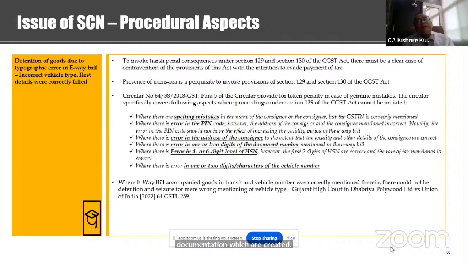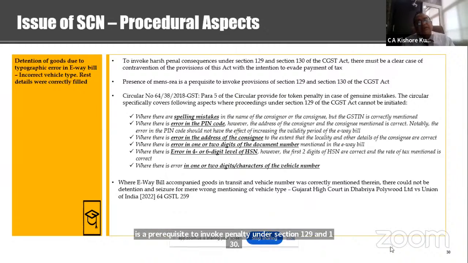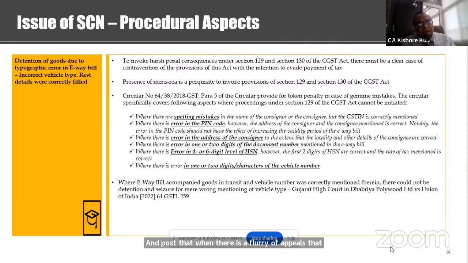Courts have clearly held that the presence of mens rea is a prerequisite to invoke penalty under sections 129 and 130. And after that, when there was a flurry of appeals going to the High Court, the government was bound to come up with Circular No. 64, which provides a list of activities typically considered as typographic errors, for which the government has itself provided that a token penalty should be levied, and it should not be as high as 50% of the value of goods or 200% of the taxes involved.